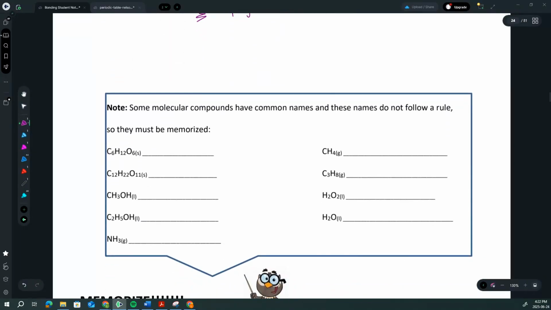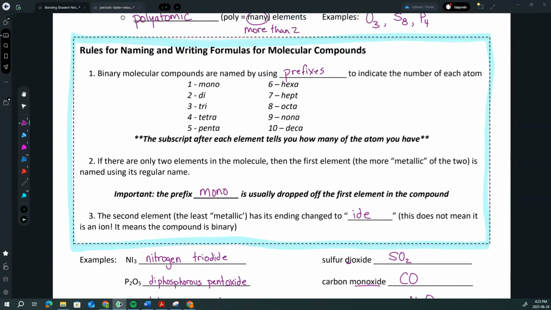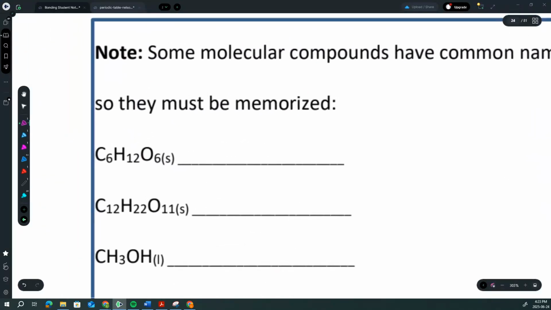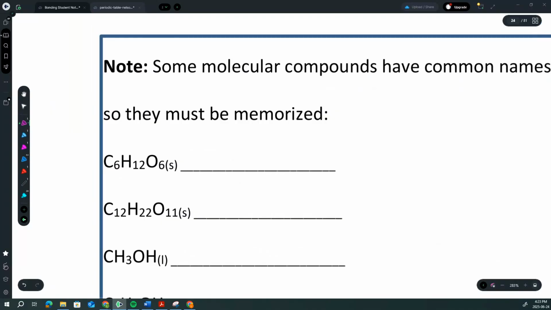Now, with some molecular compounds, they have common names, and because of that, they don't follow a rule. So with the naming system we have used previously for both molecular compounds and ionic compounds, that follows something called the IUPAC naming system. However, common names do not follow that. So these specific compounds, you do have to memorize the names of them, the common names that is.